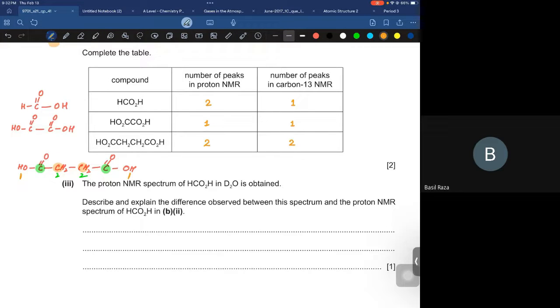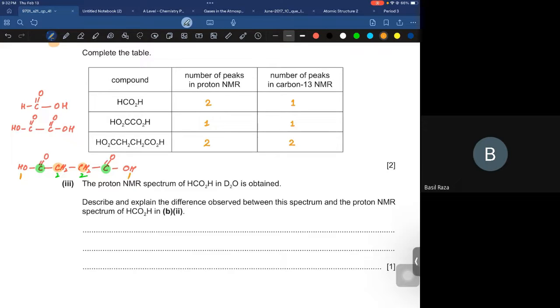Then they are saying the proton NMR spectrum of HCO2H in D2O is obtained. D2O contains the heavier isotope of hydrogen, which is called deuterium, whose mass number is 2. The proton number is the same, but the mass number is different. So describe and explain the difference observed between this spectrum and the proton NMR spectrum of HCO2H in part 2.